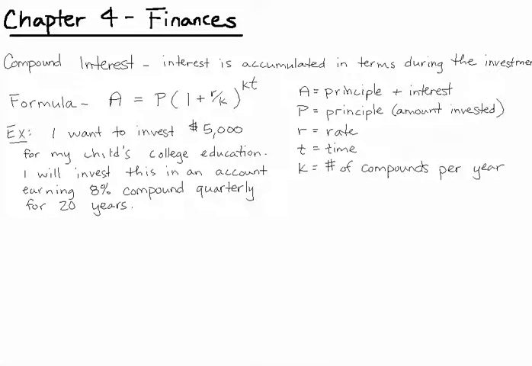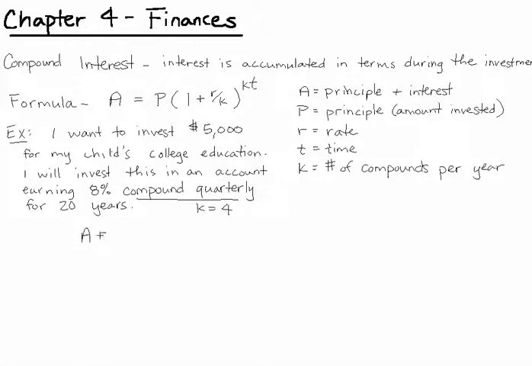So again, we have our example. They give us the numbers. We're plugging our numbers into the formula and finding our answer. So to begin with, I've got the same example, only this time it says that we are compounding quarterly. That tells us that K equals 4.